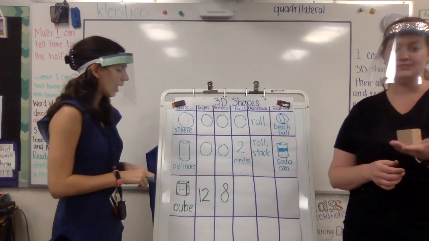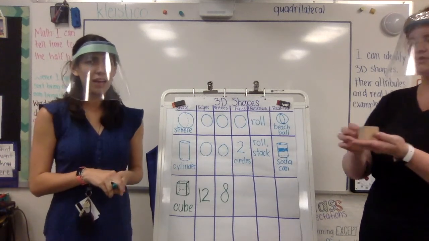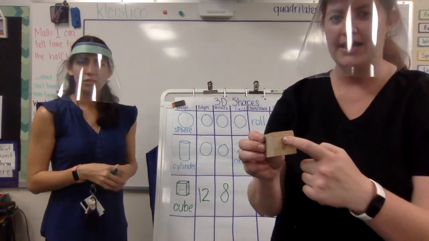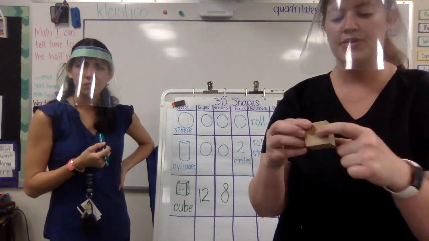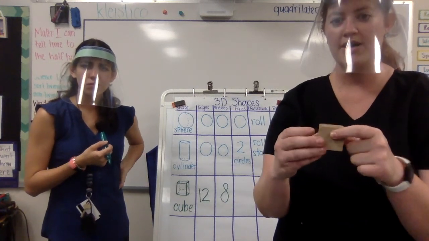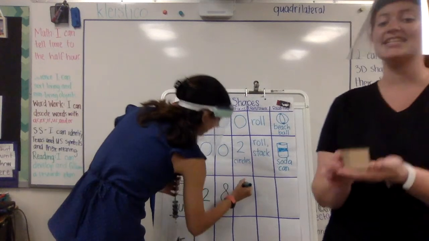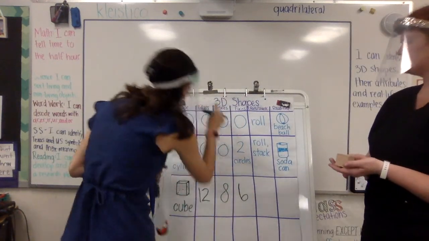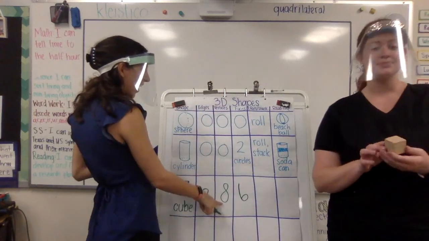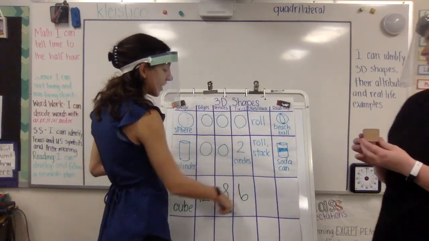Okay, so then how many faces would it have? Well, let's see. 1, 2, 3, 4, 5. Oh, can't forget the bottom. 6. It has 6 faces. Wow, so we have 12 edges, 8 vertices, and 6 faces.